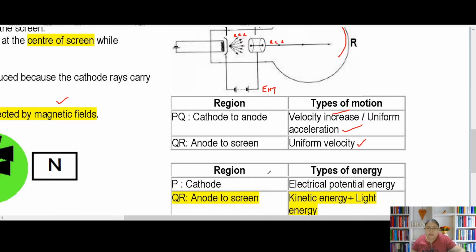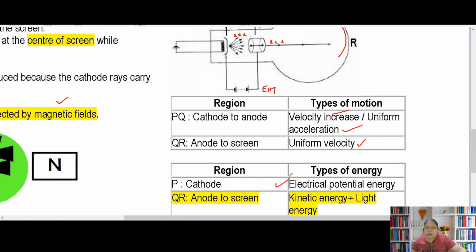Let's see P. P is the cathode. When starting, the cathode is heated, is it? You heat it to let the electrons come out to the surface. So this one we call electrical potential energy. Remember the potential energy we learned before? We learned about gravitational potential and elastic potential. When you see the word potential, it means they are ready. For example, gravitational potential energy means they are ready to come down. Elastic potential energy means they are ready to compress, or they want to stretch something.